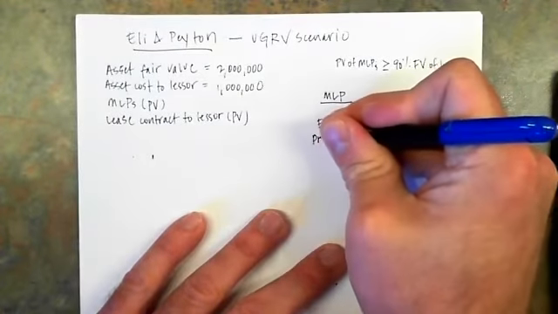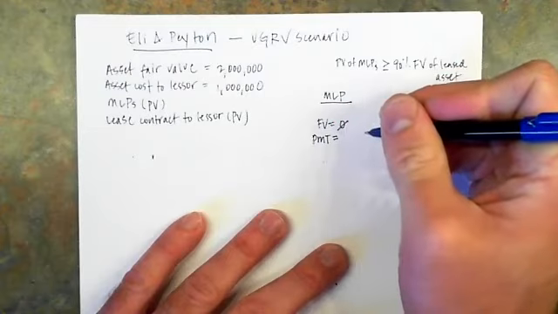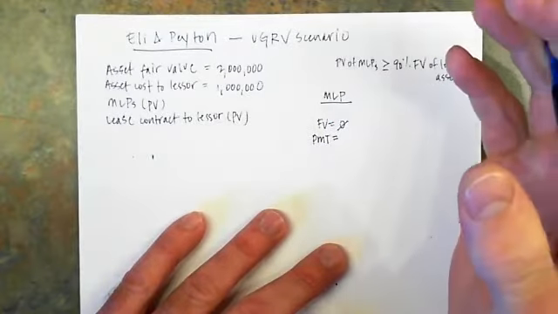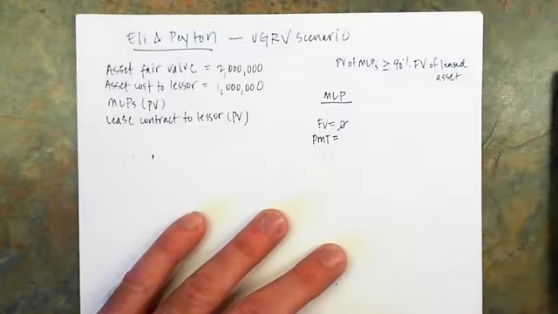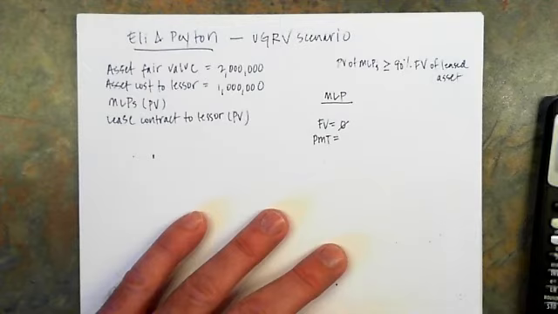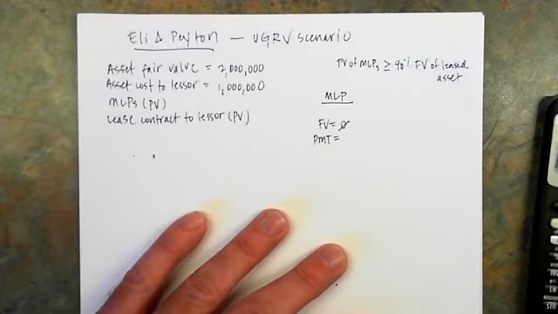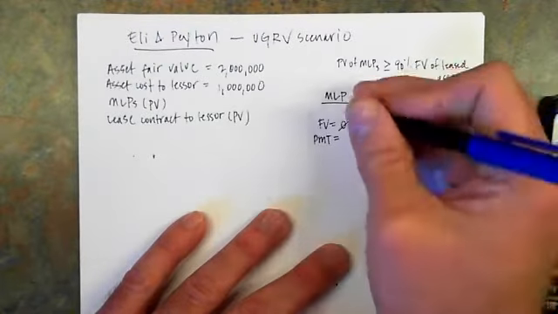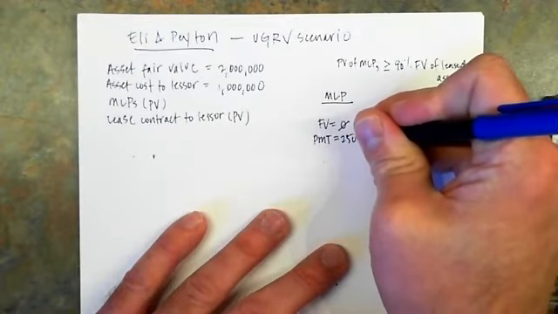The payments don't change with the UGRV. We're assuming the same payments in this case. I'll inform you on the test if I want you to change payments because of the UGRV. But in both cases, the lessor is expecting something, and so the UGRV would not change. So we have payments of $250,000.